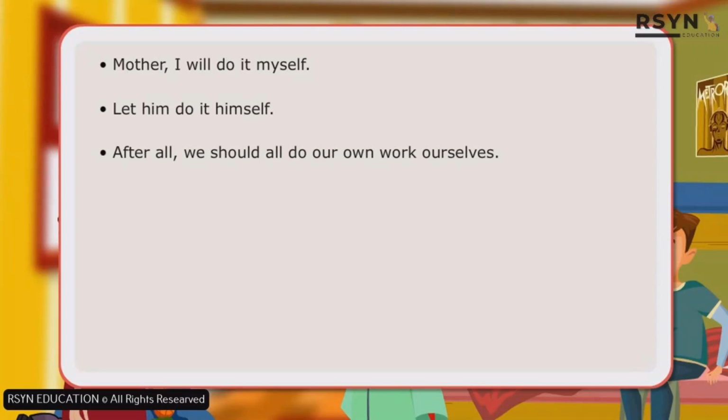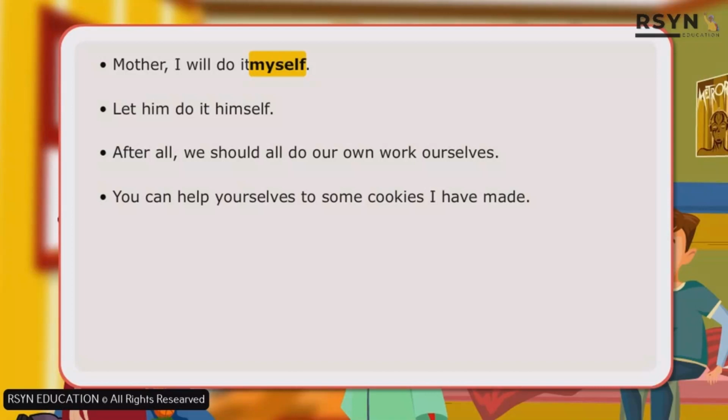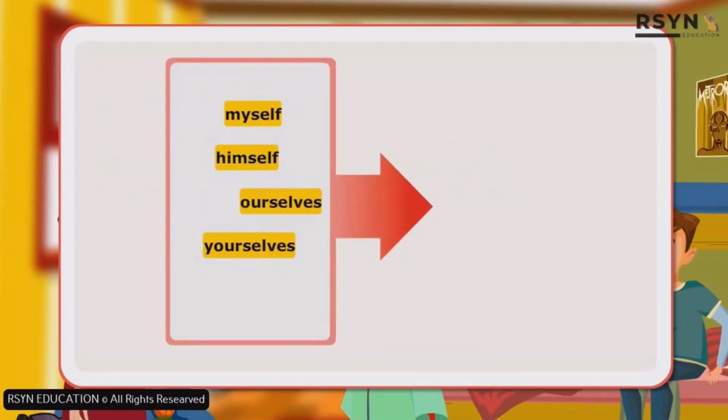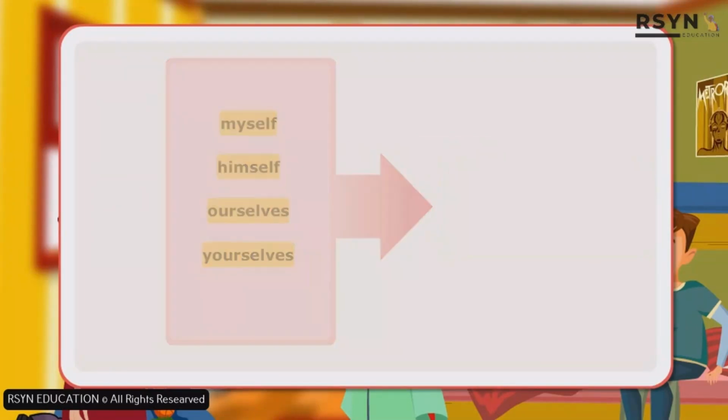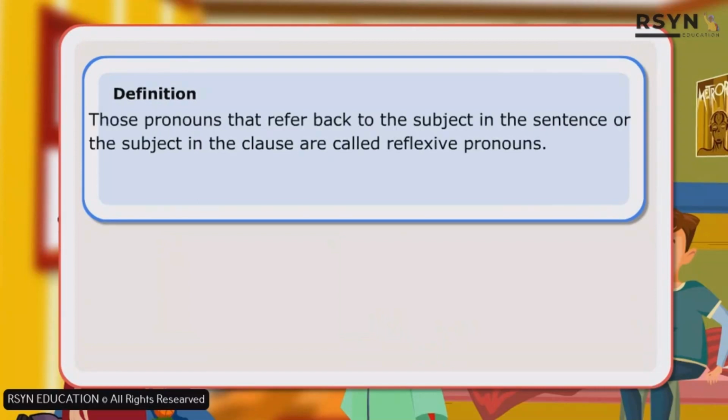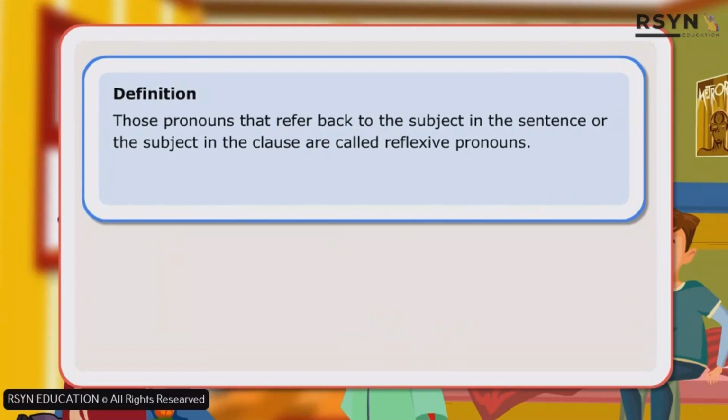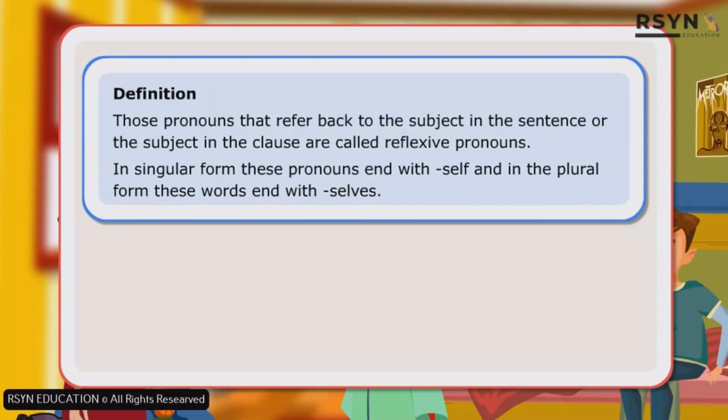In the conversation, Mother, Shuchi and Aman have used some words which point back towards the subject of the sentence. The words myself, himself, ourselves, yourselves are example of reflexive pronouns. Definition: those pronouns that refer back to the subject in the sentence or the subject in the clause are called reflexive pronouns. In singular form, these pronouns end with self, and in the plural form, these words end with selves.